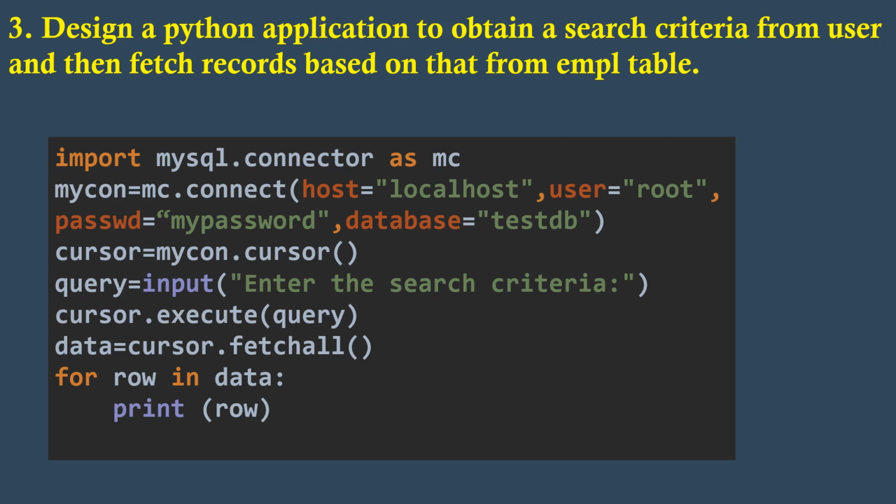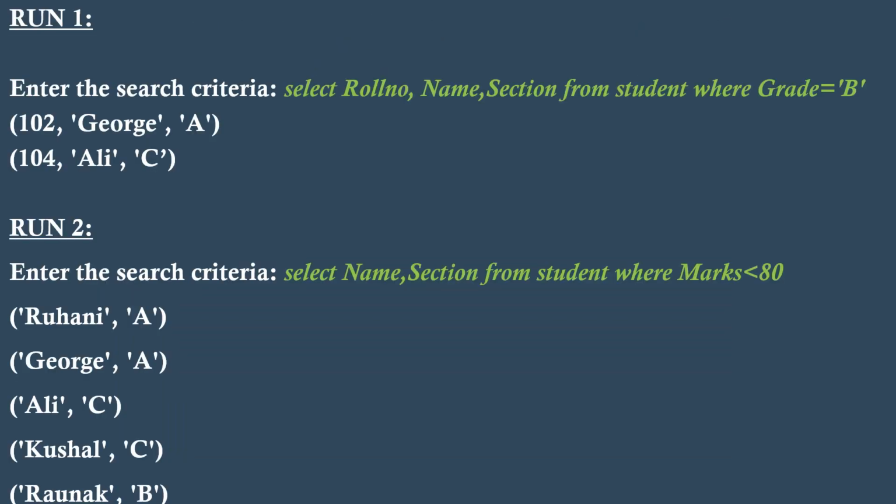Now let's see. Once you run the program, it will ask the user to enter the search criteria. Here I have not used the EMPL table because that is not there in my SQL database. I have not created that table. The student table is there, so I am using that one. Otherwise, if you want to create the EMPL table, which is given in the book, in chapter 13 or 14, you just have to create that table in your MySQL database. Then you can write any query of your choice.